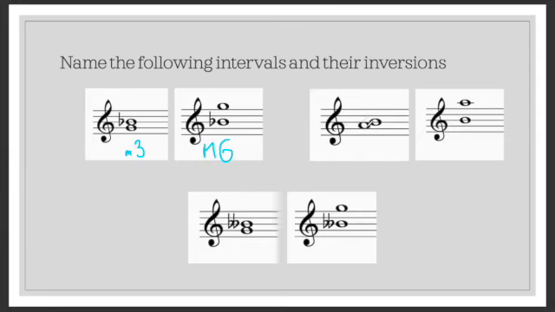Next one here, A to B. Well, A major has three sharps, F, C, G, so the B would indeed be a natural, so it's just a nice major second. The opposite of major is minor, and 2 plus 7 equals 9.